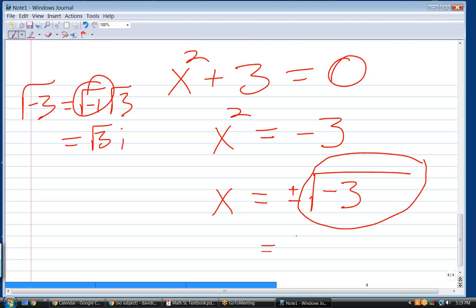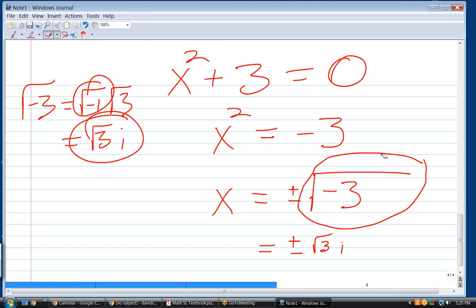So the answer here is plus or minus square root of 3 i. And we usually write the imaginary part afterwards. In other words, even though I split it up into minus 1 and 3, I should have split it up into square root of 3 times square root of minus 1. Makes more sense. But we usually write the i after that. And the only thing you have to be careful with is don't make your radical sign so long that a person can't tell if the i is under the radical or not. In this case, it is not. It's off by itself.